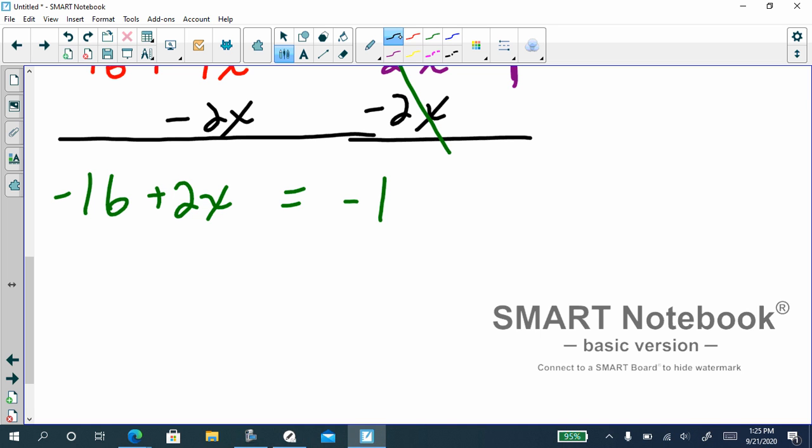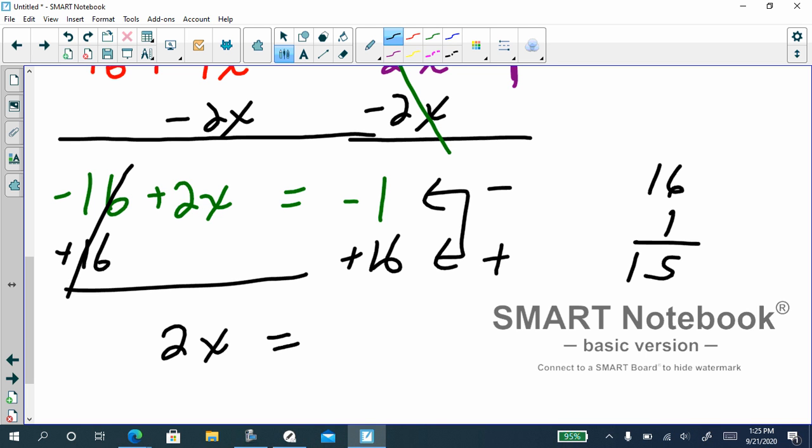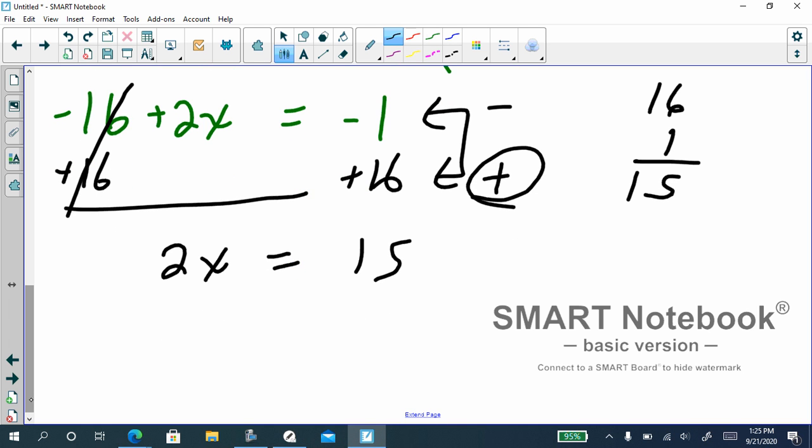Now, if it doesn't have an x, get it to the other side. So the first term doesn't have an x. So the opposite of a -16 would be a +16. So -16 plus 16 cancel. Bring down the 2x. And for these, notice they have opposite signs. One's negative, one's positive. Opposite signs we subtract. So subtract the numbers. Take the sign of the bigger number. So the bigger number is positive, so take the positive.